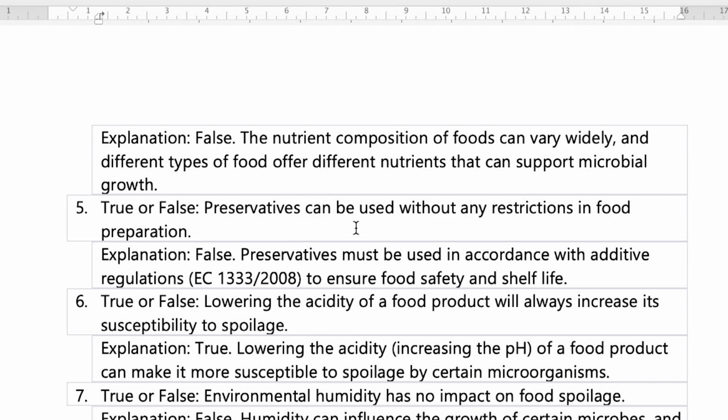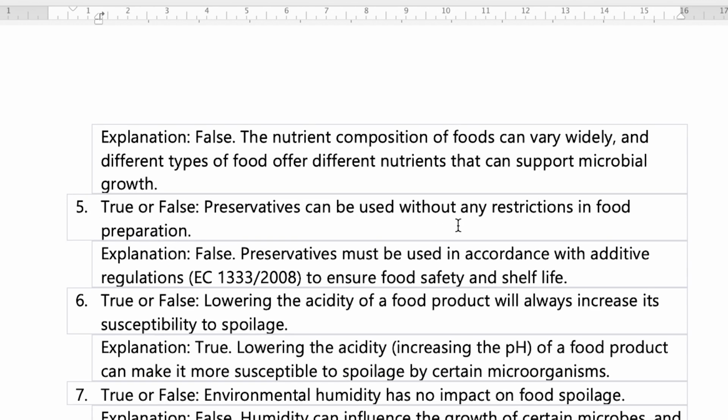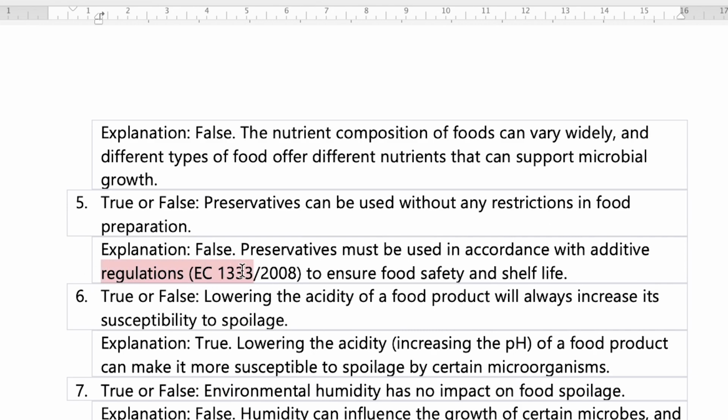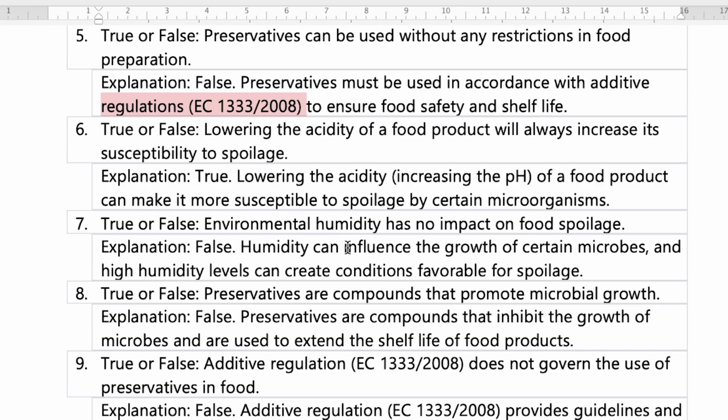Number five, preservatives can be used without any restriction. It's wrong because regulations were released in 2008 and advised for all the food manufacturers. Number six, lowering the acidity of food product will always increase its susceptibility to spoilage. So it means that when you increase the pH level, it can make food more susceptible to spoilage.